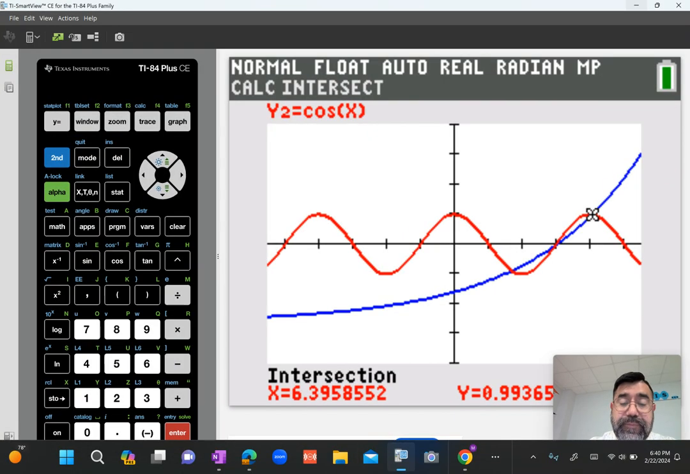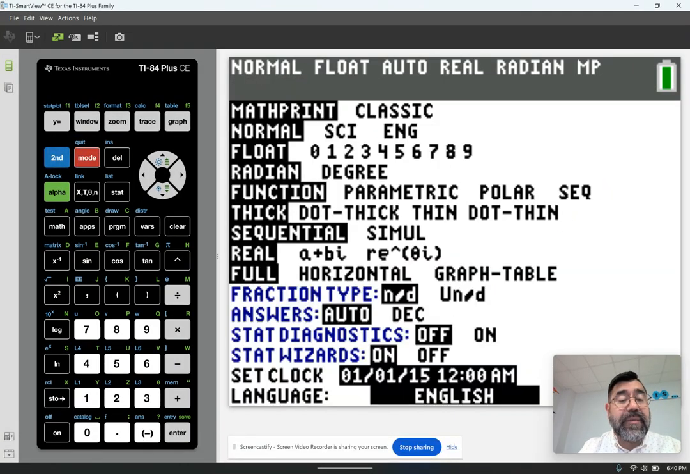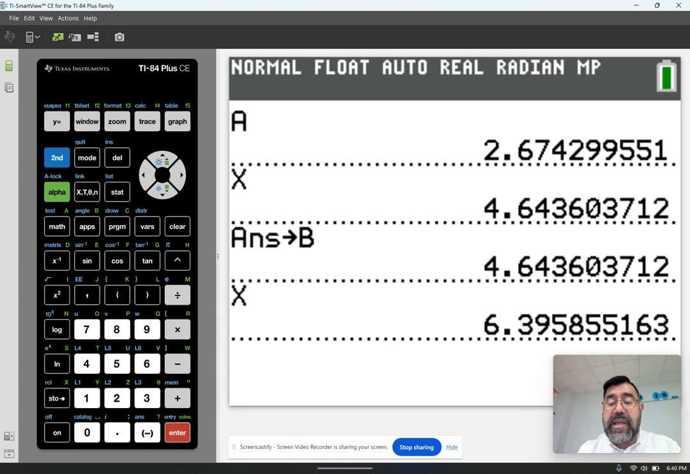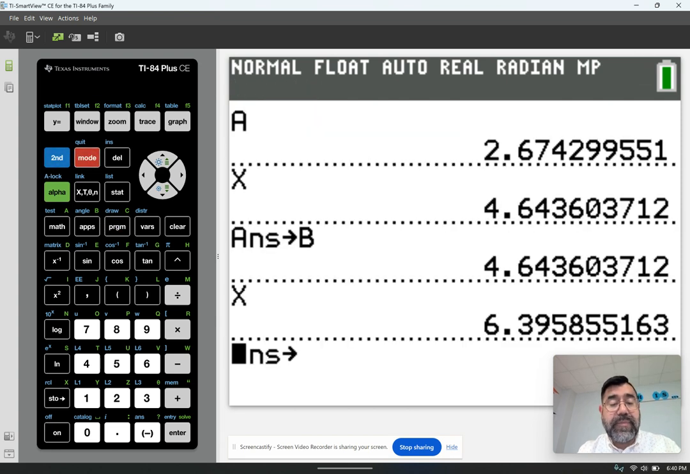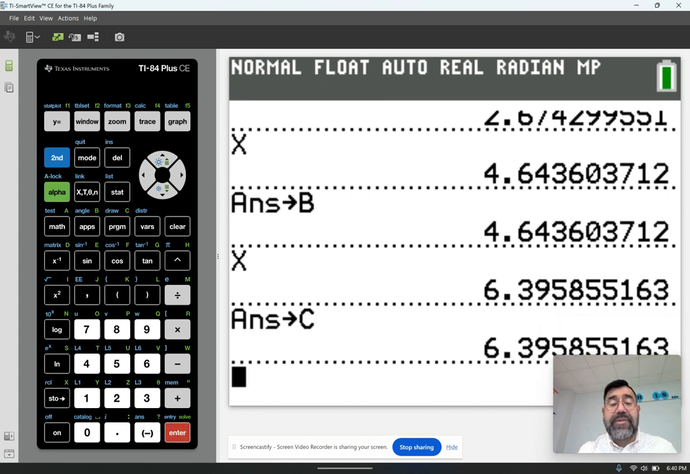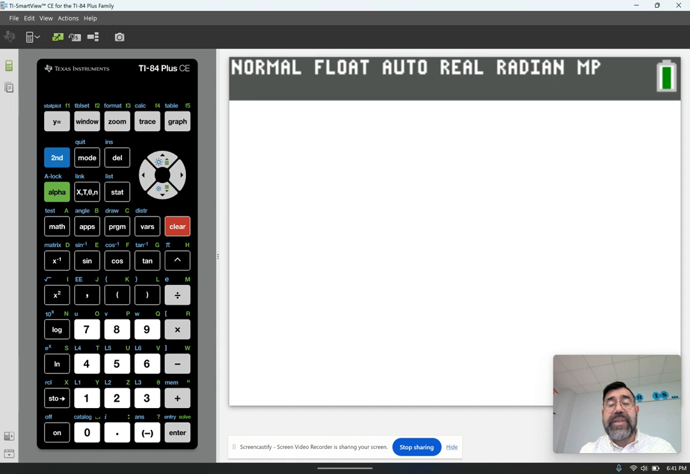But I'm going to come over here, press X. There's that number. Let's store it in alpha C. Great. Now it's stored. So if I clear everything out, it doesn't matter. My calculator remembers all those values.